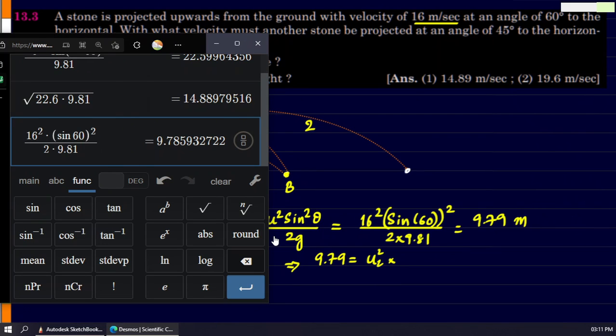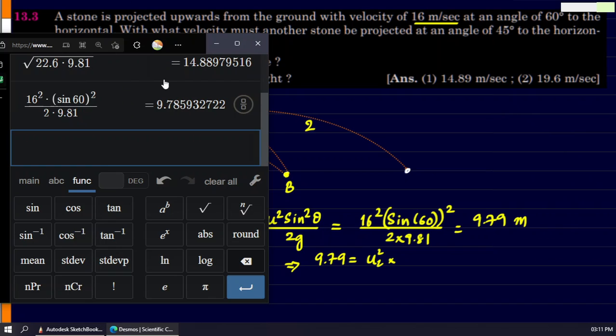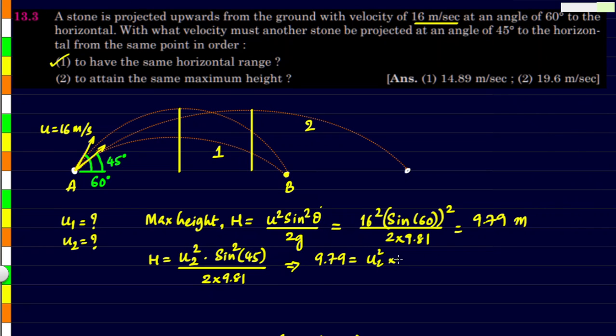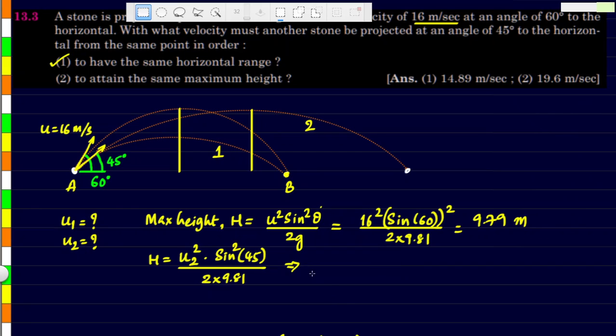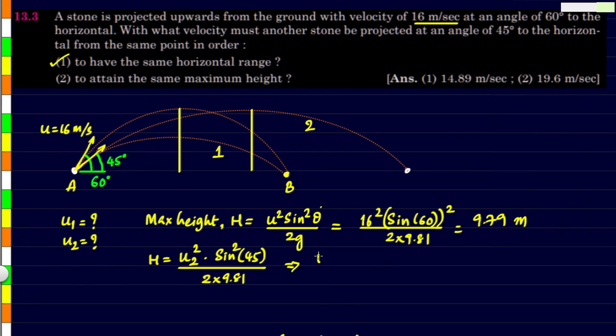Actually, instead of calculating it like this, let's directly find the value of u2. 2 into 9.81 will go in the numerator into height h, that is 9.79, and the sine square 45 degrees will go to the denominator. If you calculate, this gives us u2 square, sorry, this is going to be u square. So u2 square is equal to 384.16.